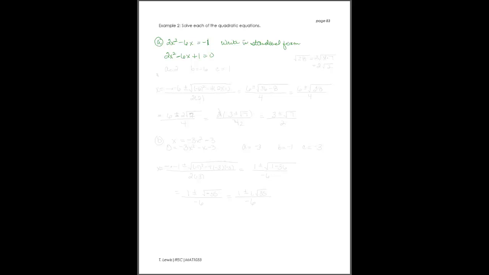And then we're going to use the quadratic formula. But before we do that, we're going to identify A, B, and C. Our A is 2, our B is negative 6, our C is 1. So we have x is equal to negative times negative 6 plus or minus the square root of negative 6 squared minus 4 times 2 times 1 all over 2 times 2.